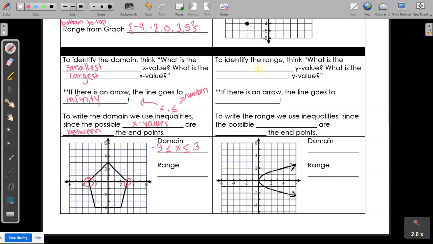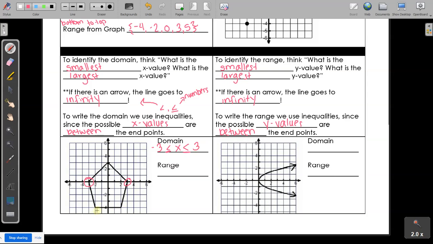Now let's talk about identifying the range. We want to think about what is the smallest y value, and then what is the largest y value. Same thing that we're doing for domain, but now we're dealing with the y value. If there's an arrow, the line goes to infinity. We write the range as an inequality since the possible y values are between the endpoints. So we're going to do the range the same exact way.